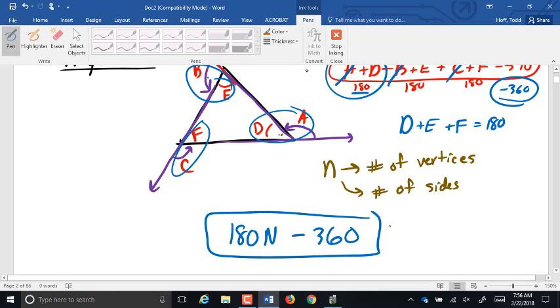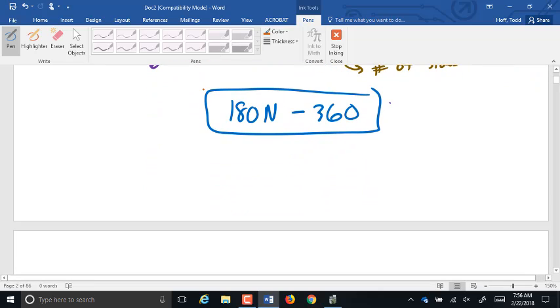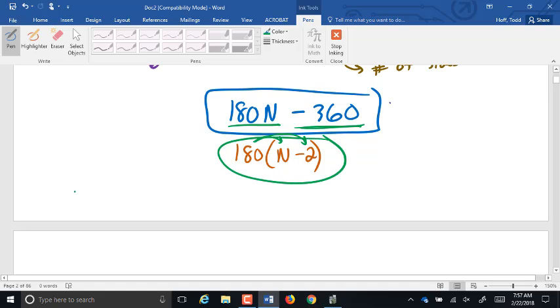Now, your textbook adjusts this a little bit. It does something called factoring, which is just reversing multiplication. It takes out that 180 and writes it like this. If you're looking at that, wondering why is that the same? Well, what's 180 times n? 180n. What's 180 times negative 2? Negative 360. Writing it this way is just a little bit simpler. So if I have an 8-sided figure, that's just going to be 180 times 6, right? n minus 2. So that's 1080 is the angle sum. Does that make sense? It's 180 times the number of sides minus 2. 2 less than the number of sides.